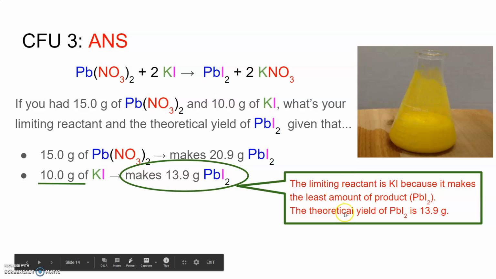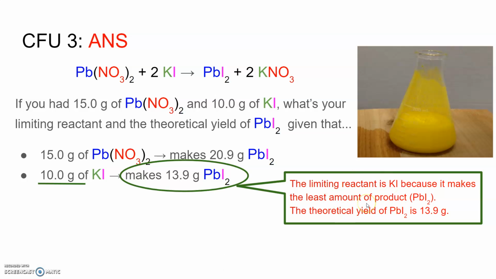The limiting reactant here is KI, and that's because it makes the least amount of product, PbI2. So you look for the one that gives you the smallest amount of product. And therefore our theoretical yield would be that amount, the 13.9 grams.